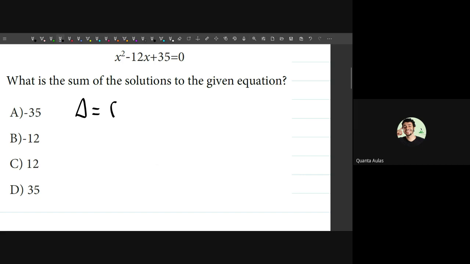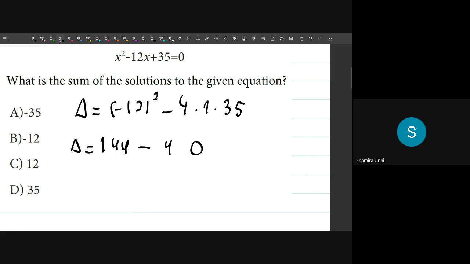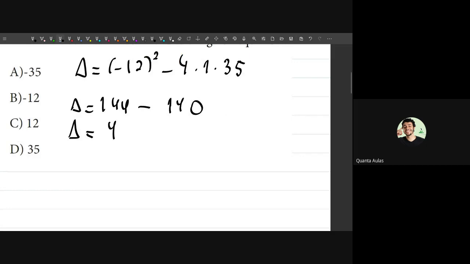So we have this B. These numbers are very big. This is really boring. 144 minus 20. Why? Because up here it's parentheses. Parentheses. So we have 4. Our delta is 4.